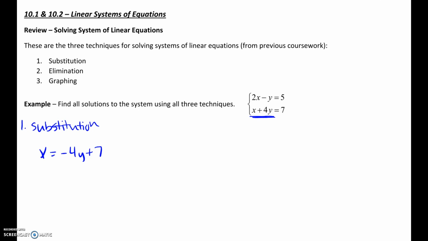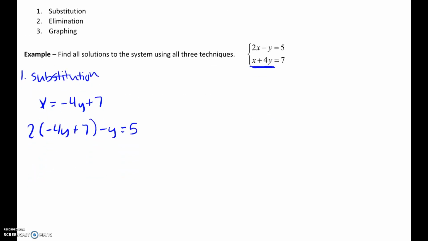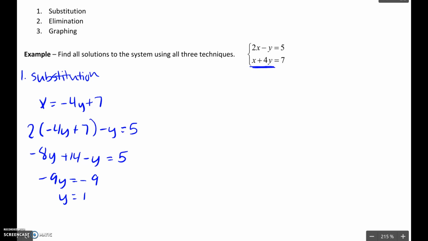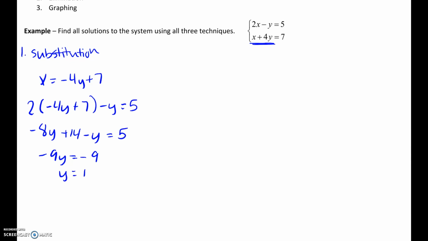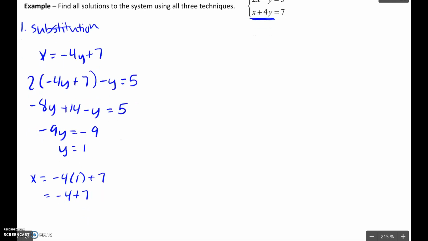Once you've solved it for one of the variables, you plug it into the other one. So you have 2 times (negative 4y plus 7) minus y equals 5, and then we're going to solve. Negative 8y plus 14 minus y equals 5. Negative 9y equals negative 9. y equals 1. I've solved for one of the variables. Now I'm going to plug it in and get the other one. So I get x equals negative 4 times 1 plus 7, which is negative 4 plus 7, which is 3.